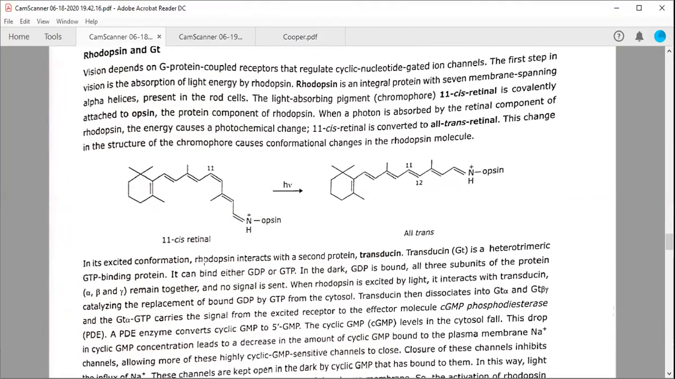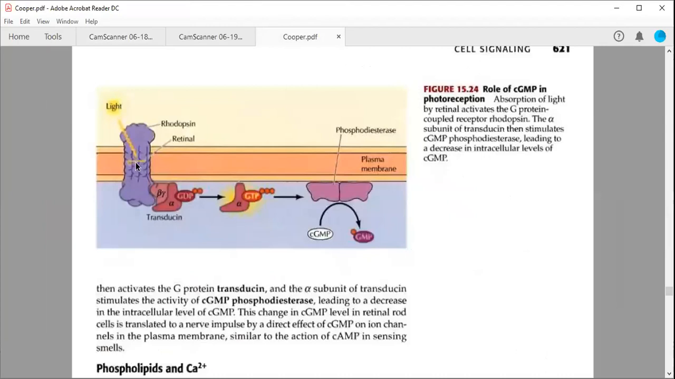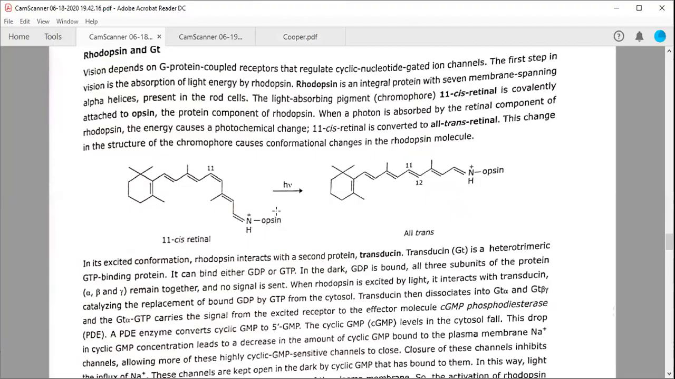So see, this is 11-cis retinal, the yellow colored molecule shown here. It is bound with this particular rhodopsin protein, shown something like this. So this is opsin. What is opsin? Opsin is the protein component of rhodopsin. Rhodopsin is a GPCR and it has a protein component called opsin. Opsin is covalently linked to your 11-cis retinal.